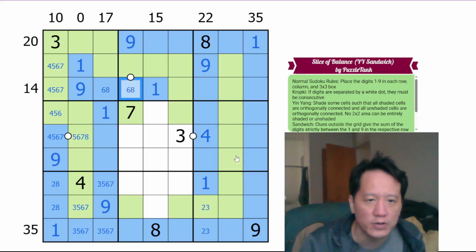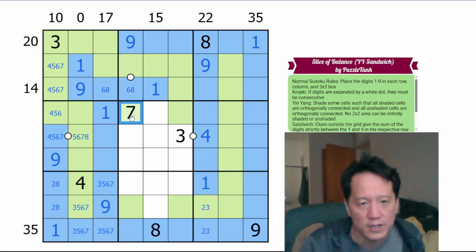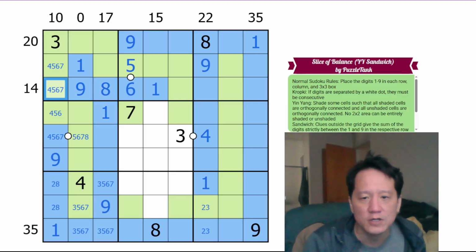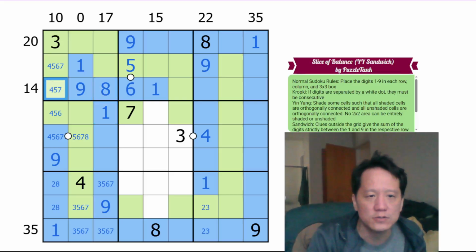If 8 were here, it's consecutive only with 7 or 9, but we have a 7 in the column and a 9 in the column. So this cannot be 8. This is 6, which must be consecutive with 5. That forces this to be 8 here. This is not 6 here, because of 6 in the row.